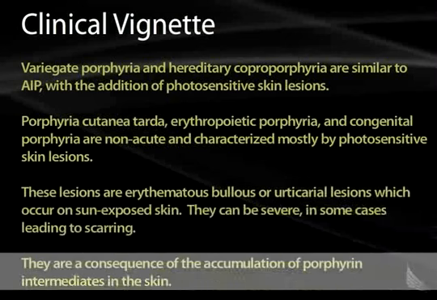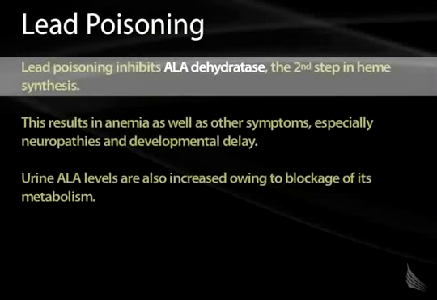All of these things are the consequence of the accumulation of porphyrin intermediates, which are irritating to the skin, especially when they're converted to more irritating substances by UV irradiation, which is why these mostly occur on sun-exposed skin. Now, lead poisoning also leads to a defect in this process.